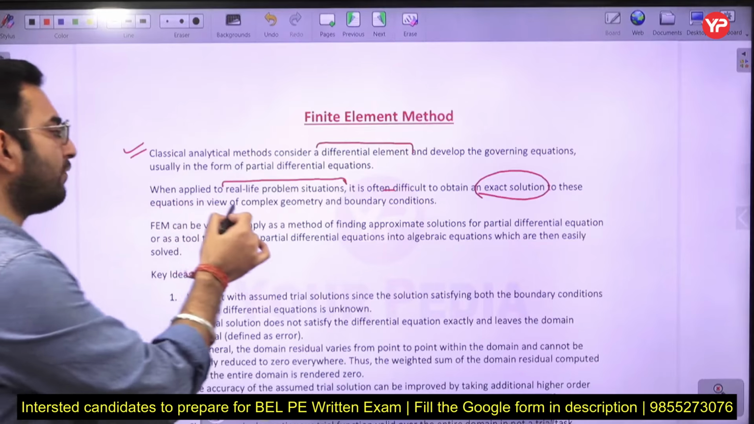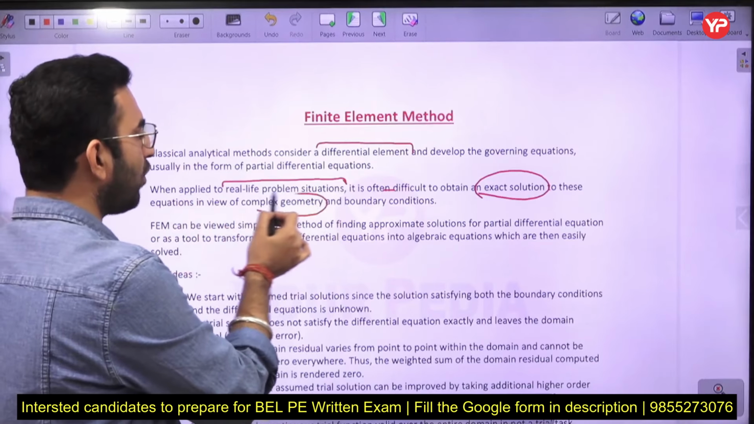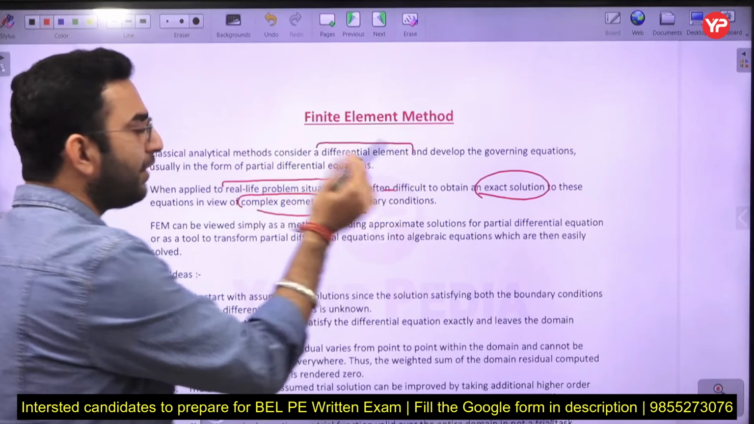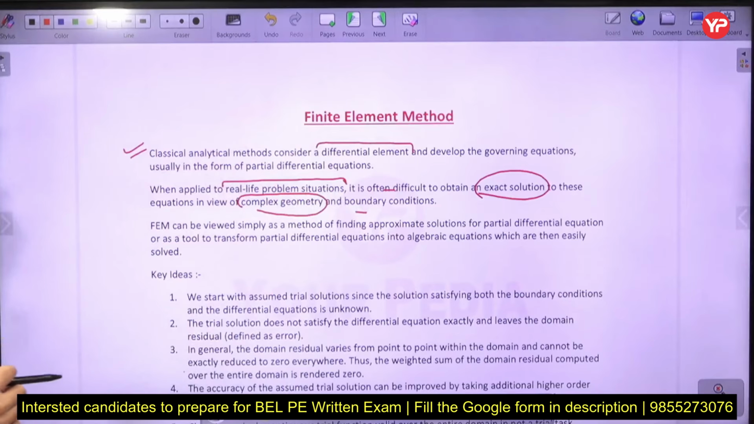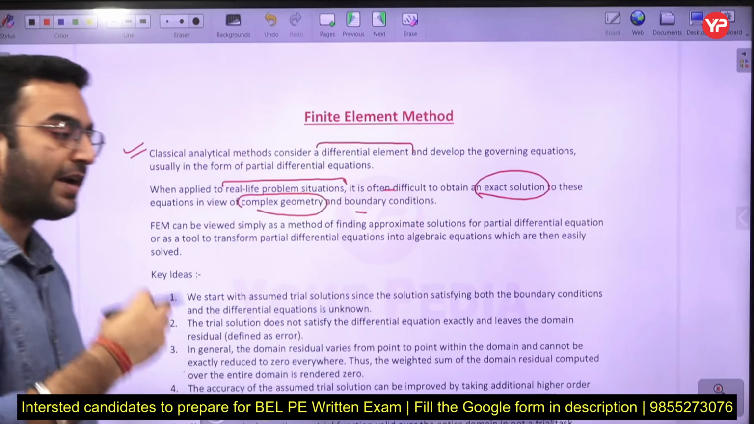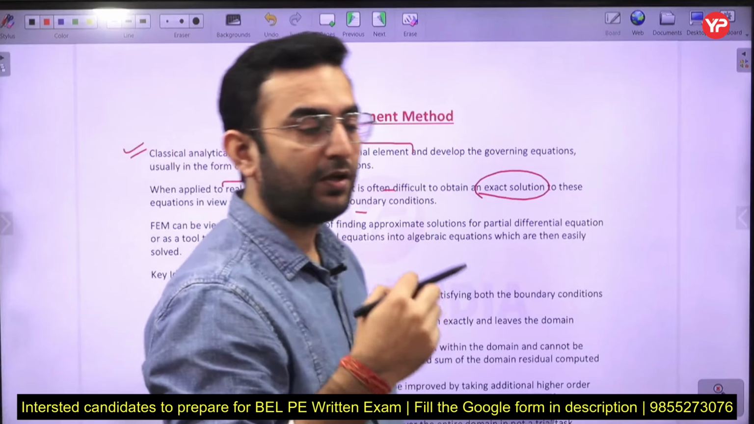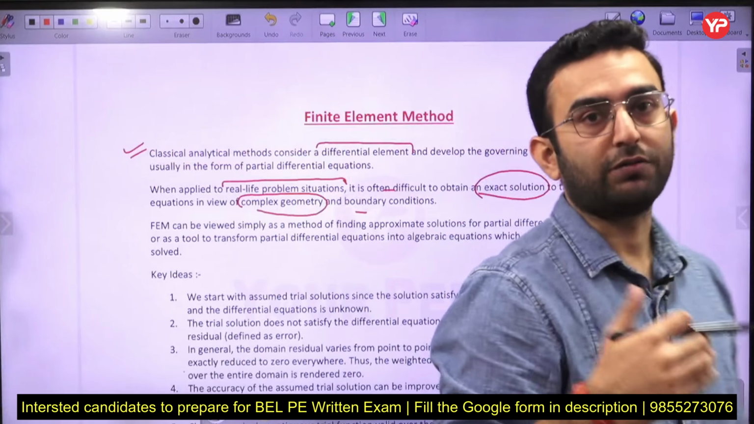Why? Because we have a complex geometry. Along with that, we may have a number of boundary conditions also. Now, how can this problem be solved? Here we use the finite element method, a procedure to solve this type of problem.